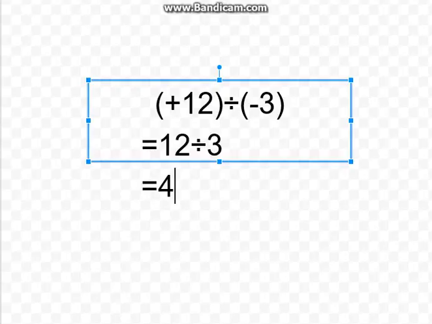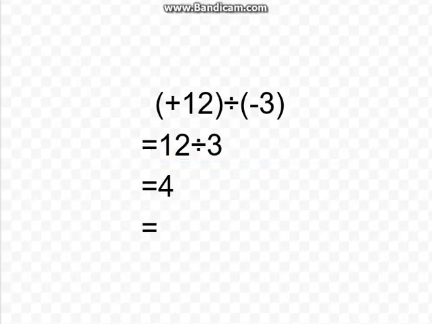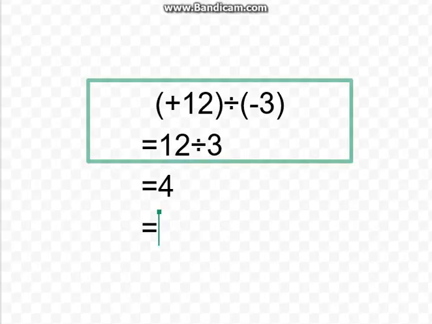Now that you know the number, we need to find the sign. To find the sign, I'm going to use general rules, but feel free to use whichever technique you feel most comfortable with. I know that the numbers have different signs, which means that the quotient will be negative. In the end, the quotient will be negative 4.